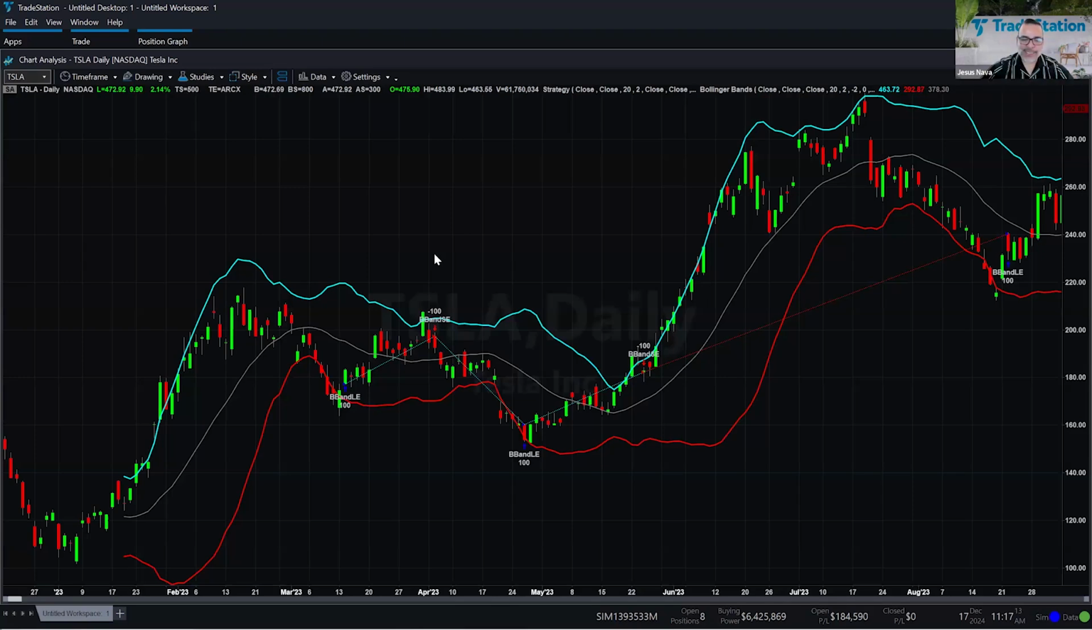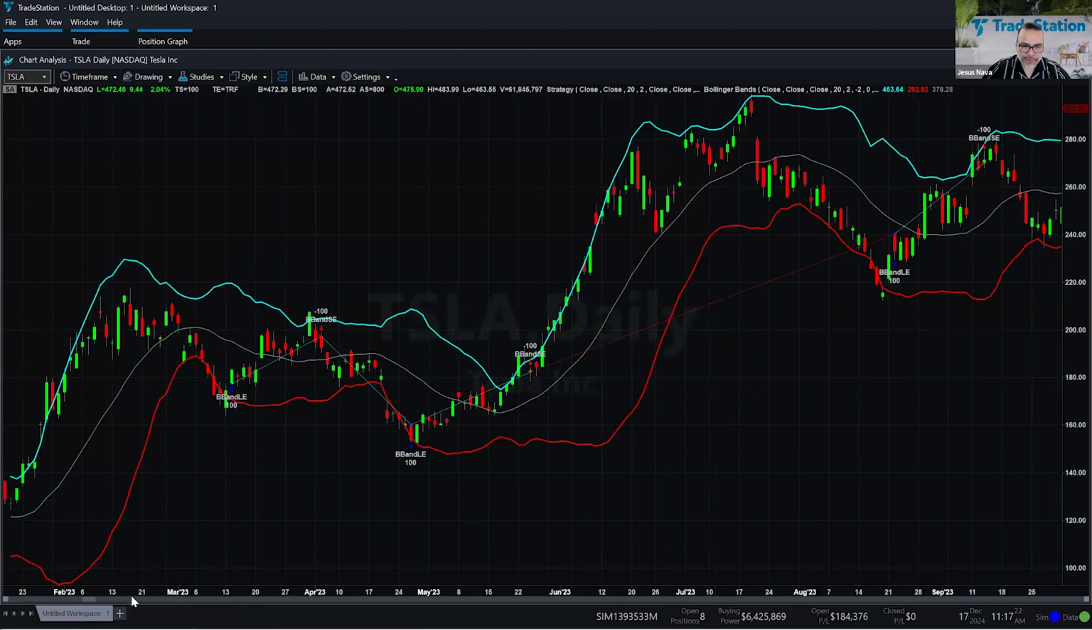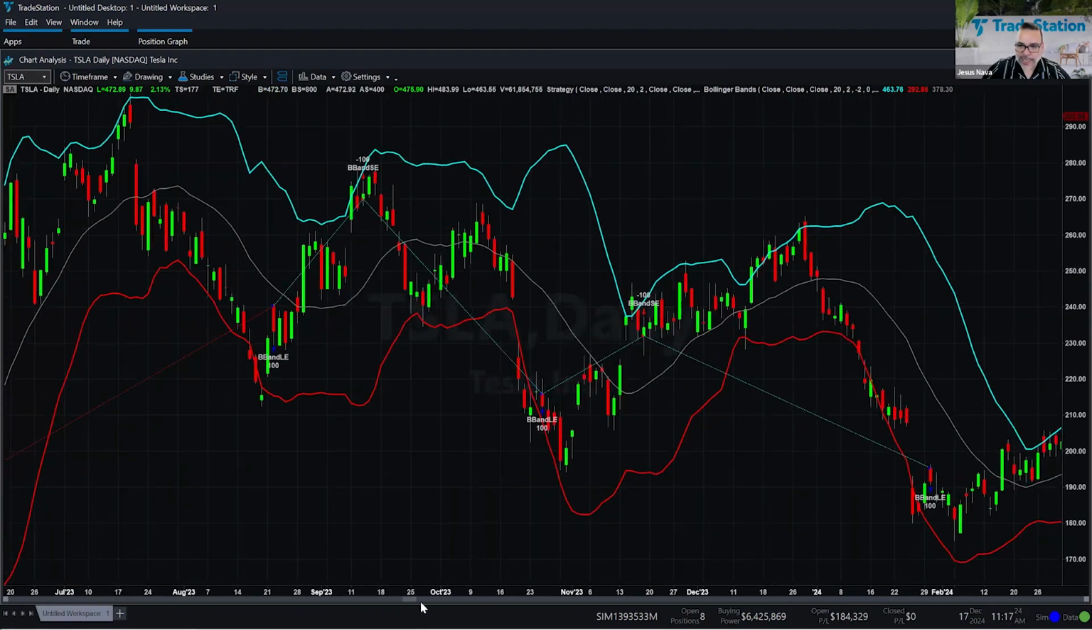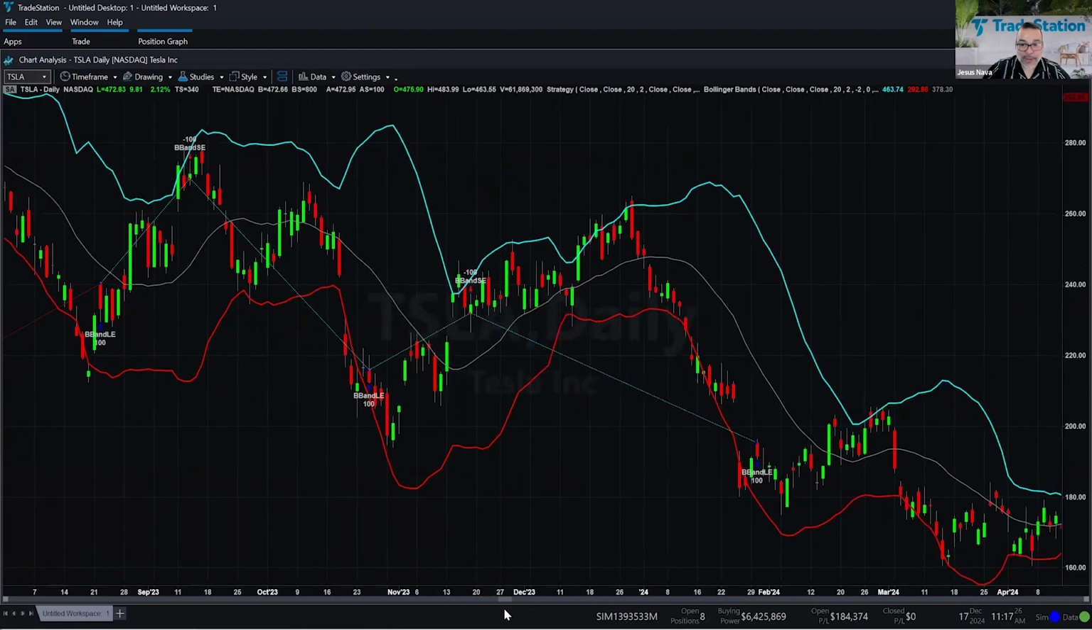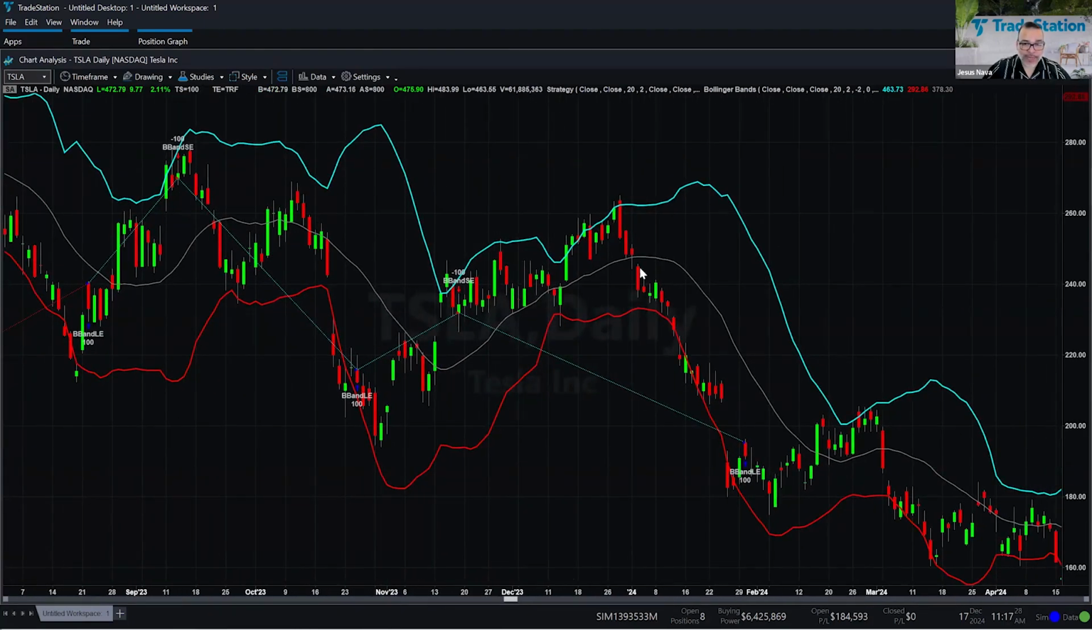Okay, so as I said at the beginning, the strategy is flipping us back and forth between long and short. And if I go all the way to the very front of the chart, let me just scroll here to the very front. You can see that it does that every single time. Oh, one thing that I also wanted to point out is the strategy only enters one trade in one direction at a time.